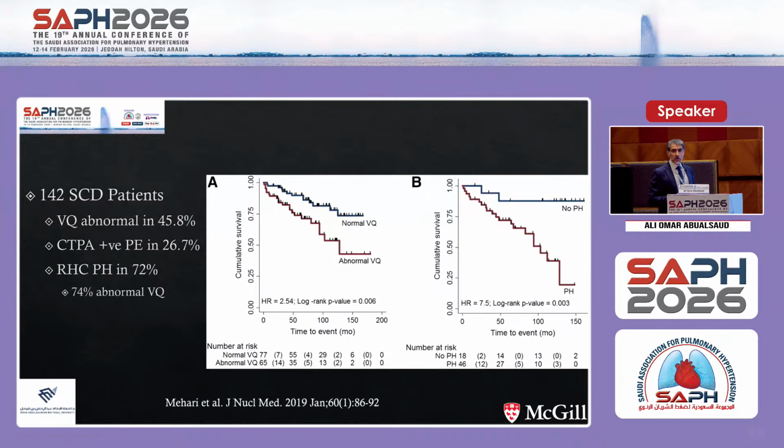Another paper looked at 142 sickle cell disease patients and showed 46% abnormal VQs, with various abnormalities, including maybe interstitial lung disease, but still a significant amount. CTPA was positive in over 25% of those patients. Looking at the graphs, once there is an abnormality in the VQ, the cumulative survival decreases significantly, and comparing patients that develop PH versus no PH, the survival is very different.